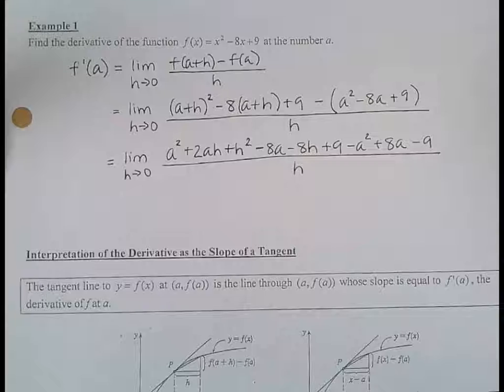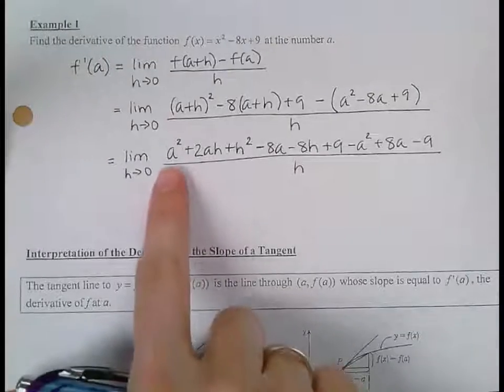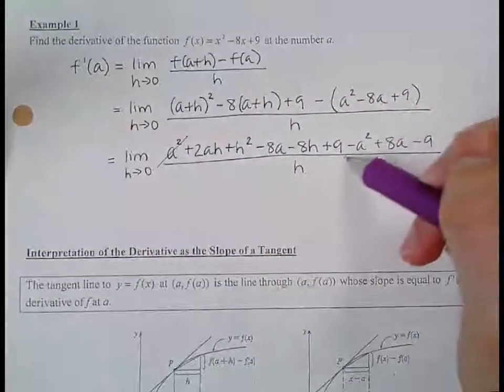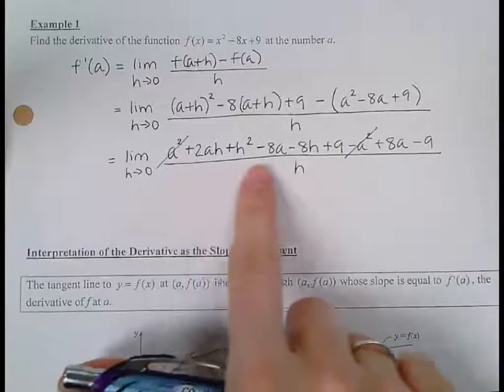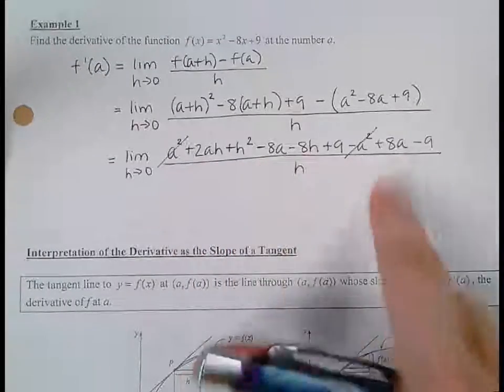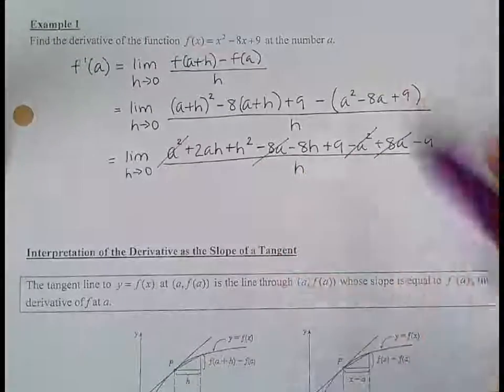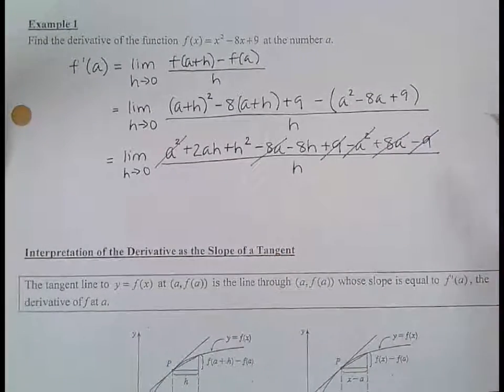And if we did the algebra correctly, everything without an h on the top should cancel out. So I do see I have a positive a squared and a minus a squared. I have a minus 8a and a plus 8a. And I have a plus 9 and a minus 9.